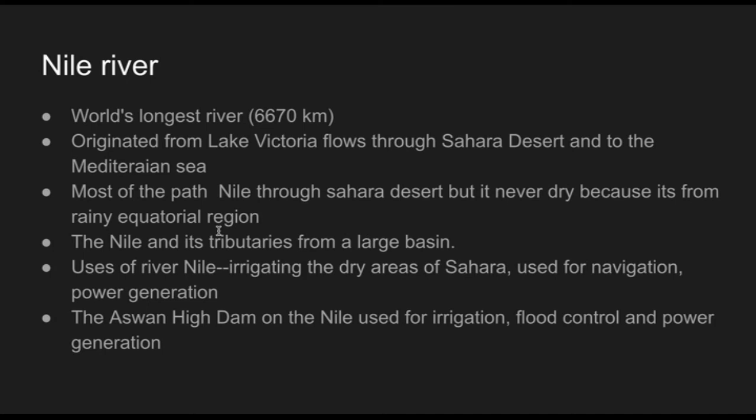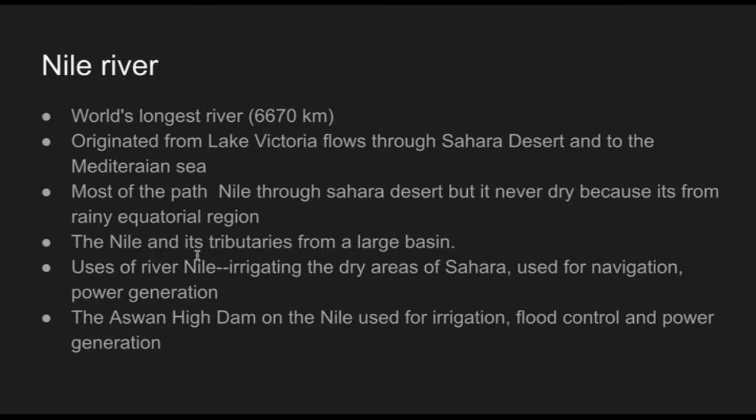It starts from the equatorial region. Most of the rivers start from the equatorial region. What is the speciality of the equatorial region? Yes, heavy rainfall. Okay, that is why it always gets water. That is why, even if it is passing through the Sahara Desert, the Nile River is never dry. In the exam they will ask why the Nile River is never dry while passing through the Sahara Desert, because it is starting from the equatorial region. Okay, that is why.